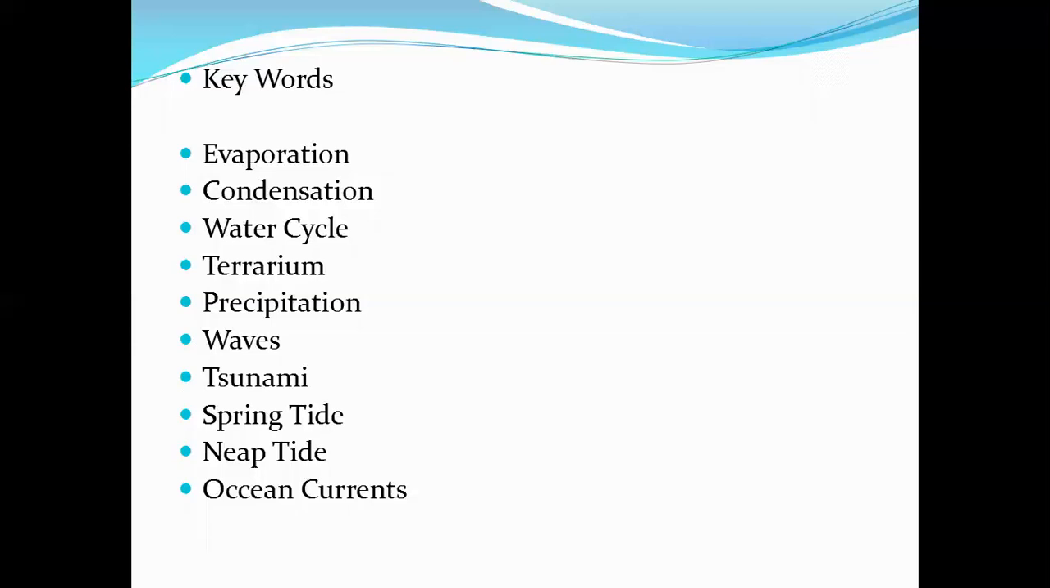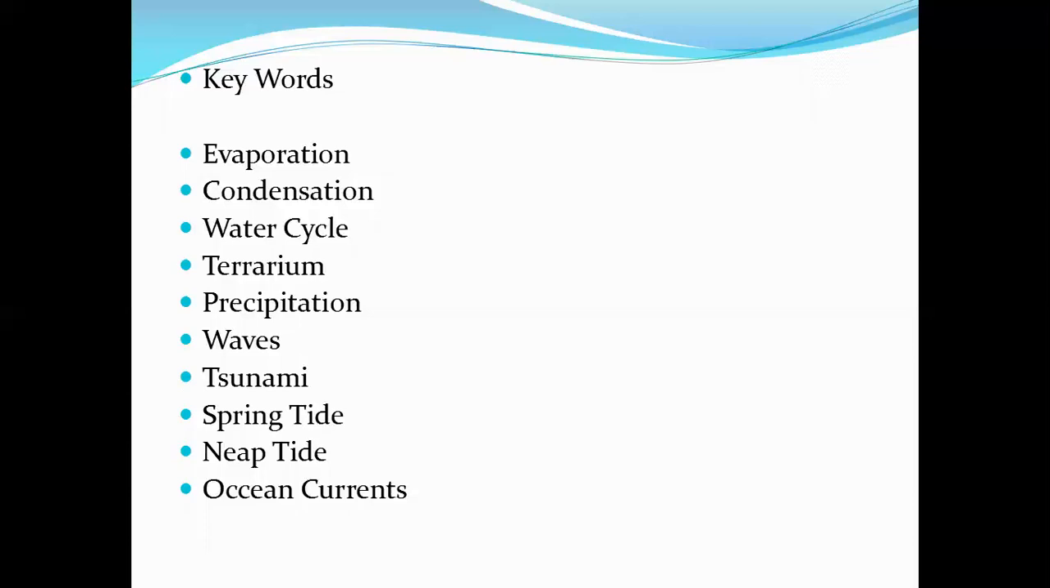Now next is precipitation. What do you mean by precipitation? Falling of moisture in the form of rainfall, snow, sleet, and hailstones. These are the different forms of water. It can be rain in liquid form, snow in solid form, sleet, or hailstones. That is known as precipitation. In this form, water comes down from the clouds.